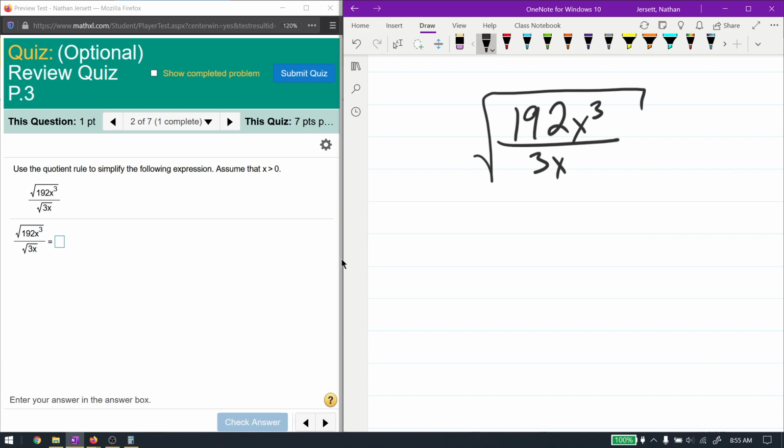Okay, now we can reduce this thing down. 192 divided by 3, it's going to go in there 6 times, 12, so 64. X cubed divided by x is x squared. And this one's nice and easy because 64 is a perfect square, and x squared is a perfect square.